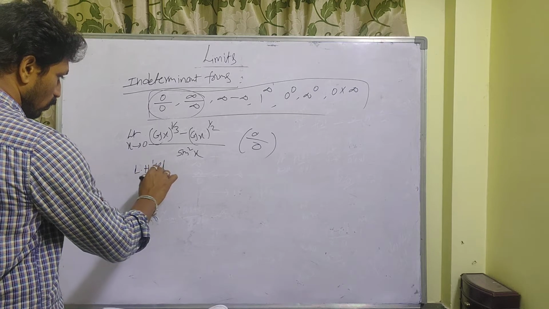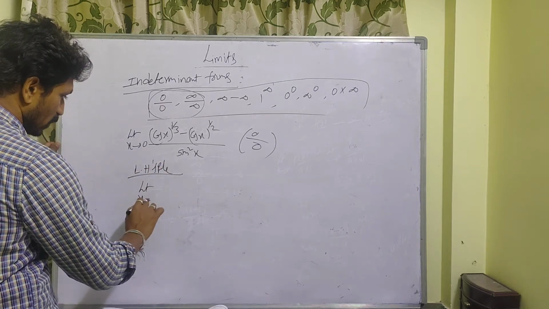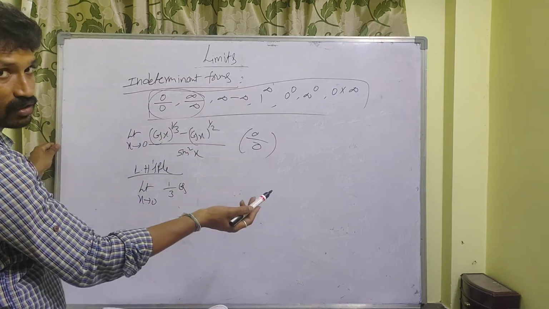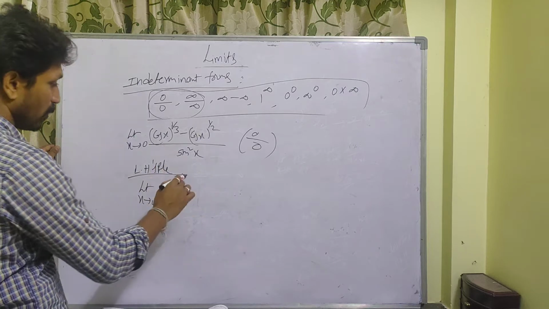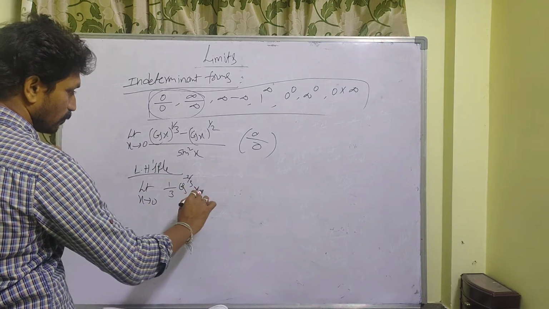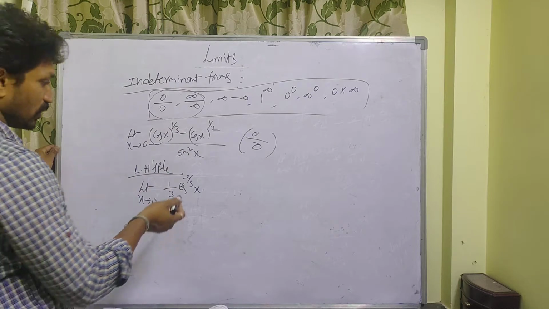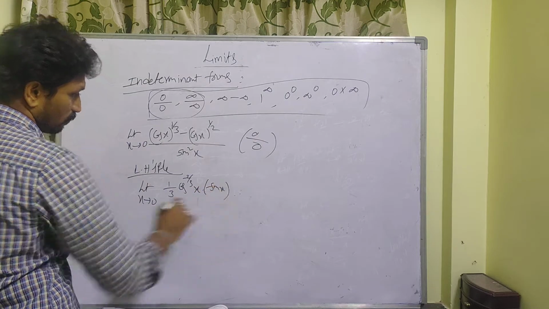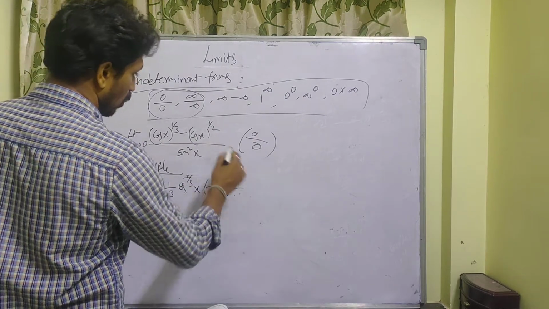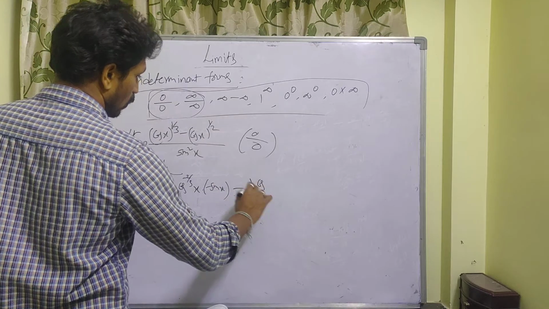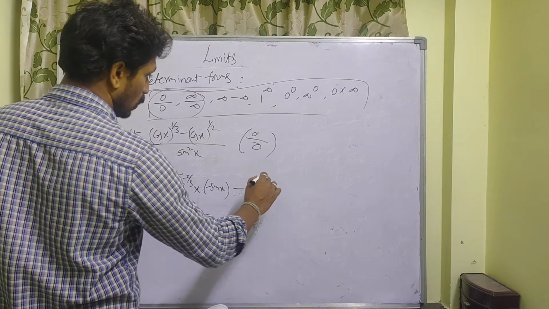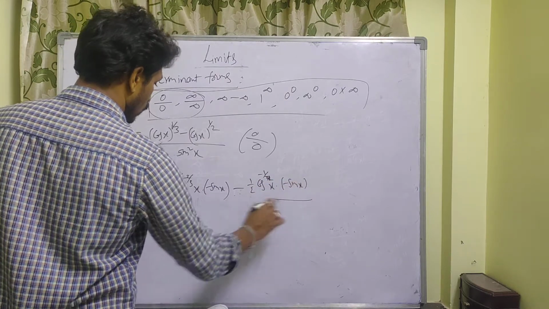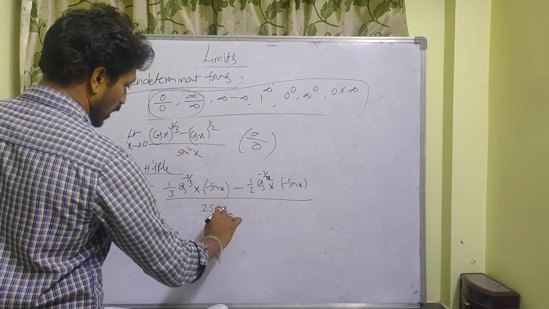Applying L'Hospital's rule, limit x tends to 0: 1 by 3 into cos power 1 by 3 minus 1, that is minus 2 by 3, x into cos x differentiation. What is cos x differentiation? Minus sin x. Then minus cos x, 1 by 2 into cos power 1 by 2 minus 1, that is minus 1 by 2, x into minus sin x by sin square x, 2 sin x into cos x.